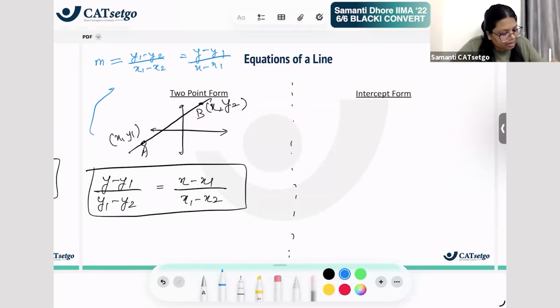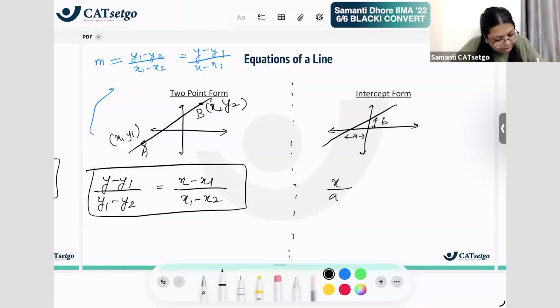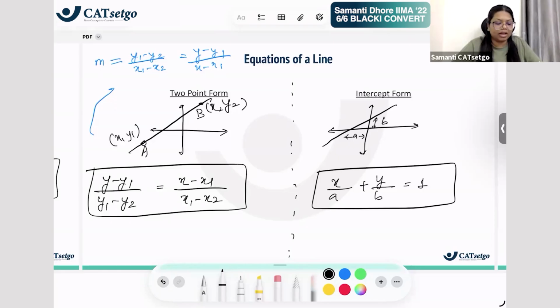Okay. Then we have an intercept form. What is intercept form? Let's say they have given a line where we know where it cuts the x-axis and where it cuts the y-axis. We know the x-intercept as well as the y-intercept. So here the formula is x by a plus y by b is equal to 1, where a is your x-intercept, the point where the line is cutting the x-axis, and b is the y-intercept. Okay, fair? Understood? So these are four equations of line that we are going to use.